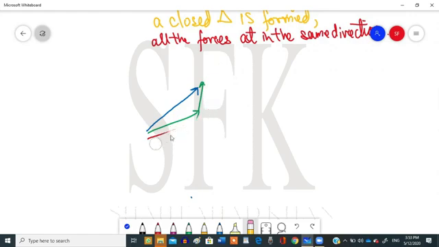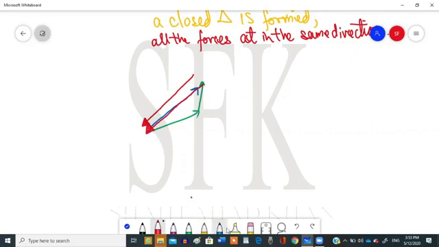Now, if the body is in equilibrium, what do we need to do in equilibrium? The forces must balance out, right? This resultant force must be balanced out by some external force which acts in the opposite direction to this resultant force, and it cancels it out. Since it cancels it out, if I were to place this resultant force in place of this blue arrow, I would still get a closed triangle.